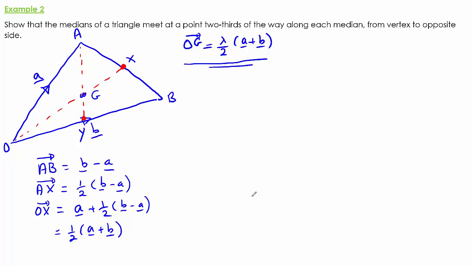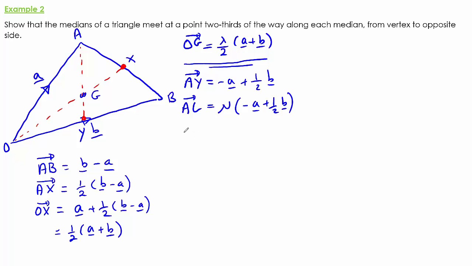Now, we want to go to OG from O to G. We want to do OG by a different route. So what I'm going to start by is thinking about AY. So A to Y would be backwards along a and halfway from O to b. So A to G would be some fraction of the way from A to Y. So I'm going to say that fraction is mu.